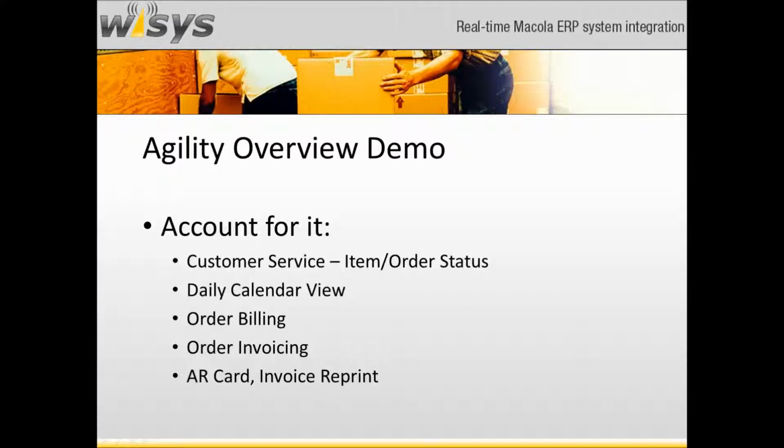Maybe it's very nice to know what's happening on a daily basis, and we can take a look and see what's been booked and what's shipped very easily. Then we'll do some work from transactions, and we'll do some order billing and order invoicing. And finally, we'll end up at the AR customer card and drill down into the order invoice and do some reprinting for some things that are older. Let's go ahead.